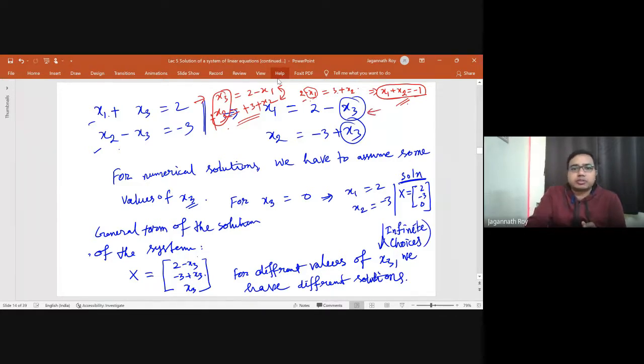That is why we have to introduce the concept of two new definitions. One is called basic variable.